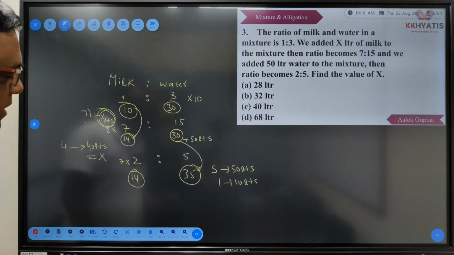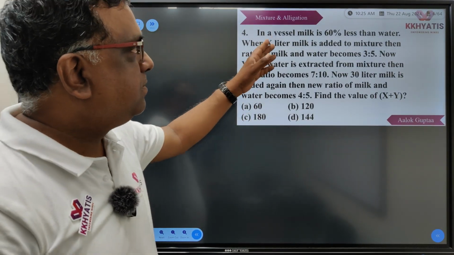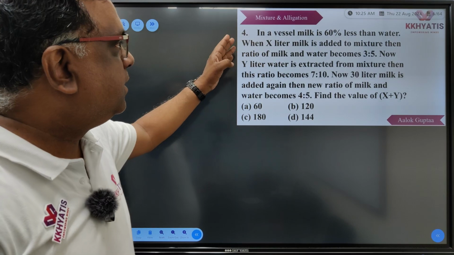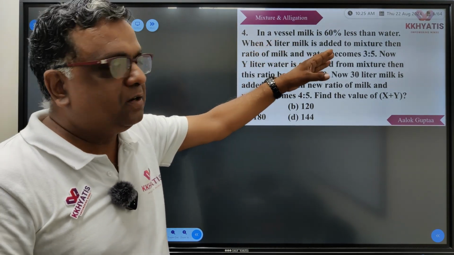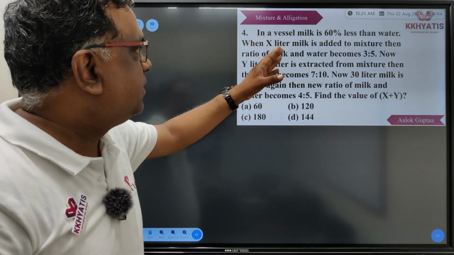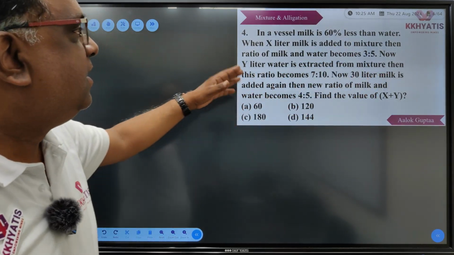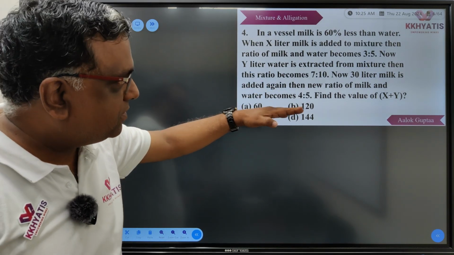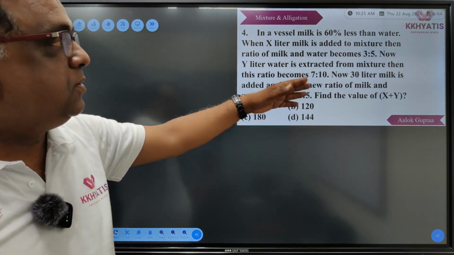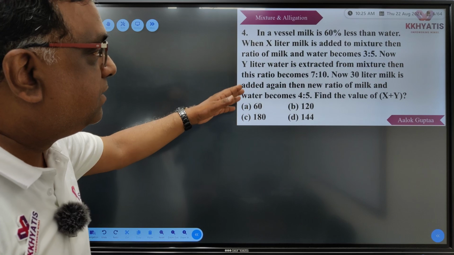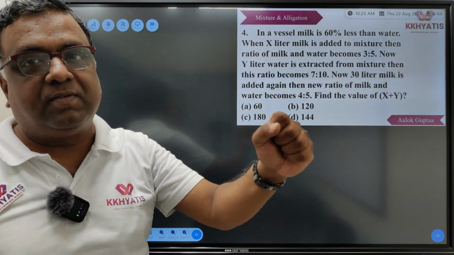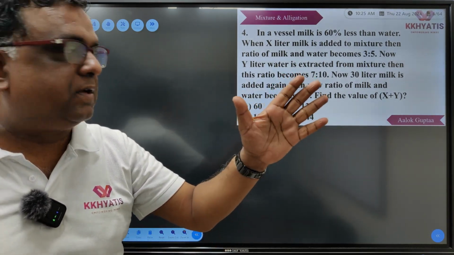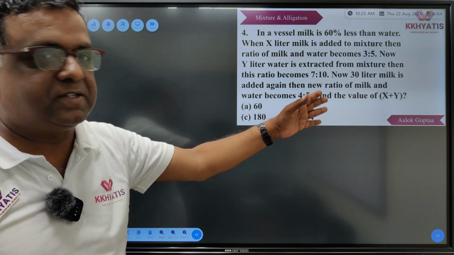Okay. Let's go ahead. It says in a vessel, milk is 60% less than water. When X liter milk is added to the mixture, then the ratio of milk and water becomes 3:5. Now Y liter water is extracted from the mixture, then this ratio becomes 7:10. Now the third scenario is 30 liter of milk is again added, the ratio becomes 4:5. You have to find the values of X and Y, and then you have to give the value of the sum of X and Y.